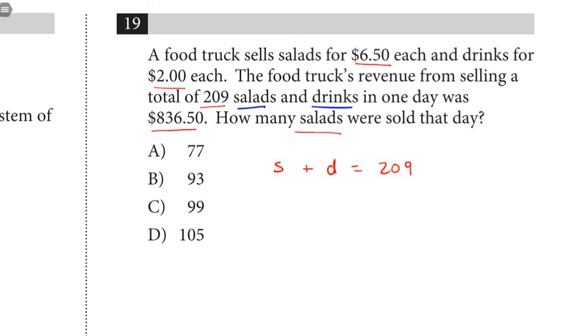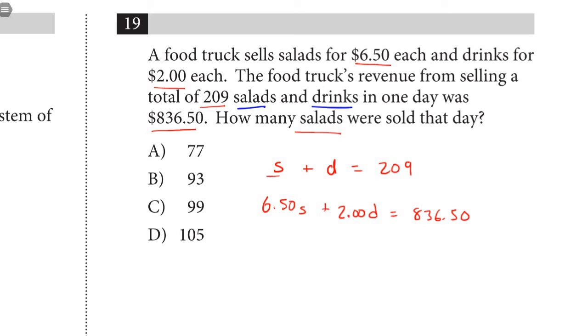Now, my second equation is going to be the number of salads times the cost of a salad plus the number of drinks times the cost of a drink. And total, that should be 836.5. So we have 6.50S plus $2 or 2D, and that should be equal to 836.5, or $836.50.